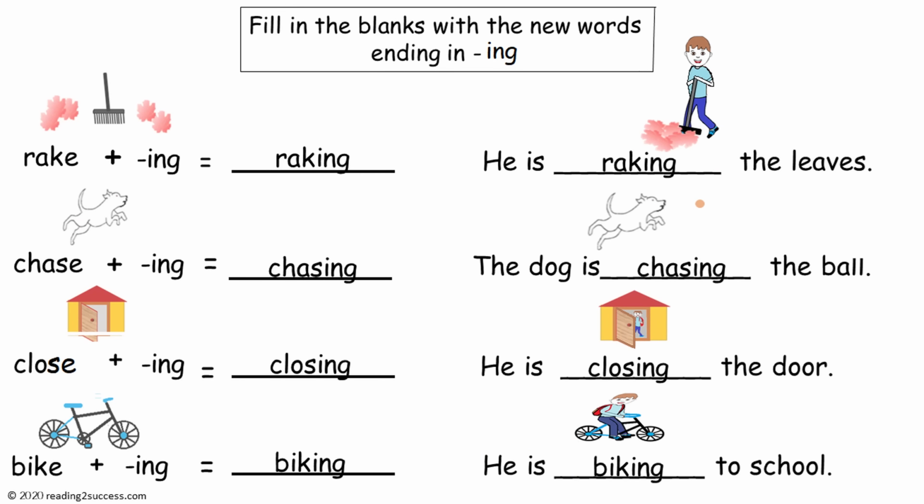Close plus ing makes closing. He is closing the door. And bike plus ing equals biking. He is biking to school.